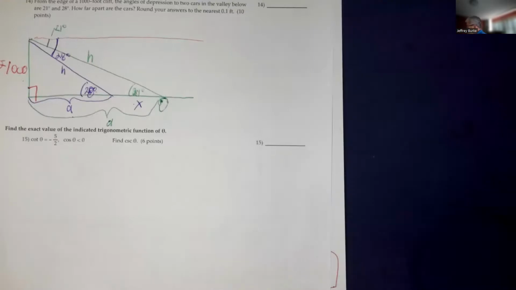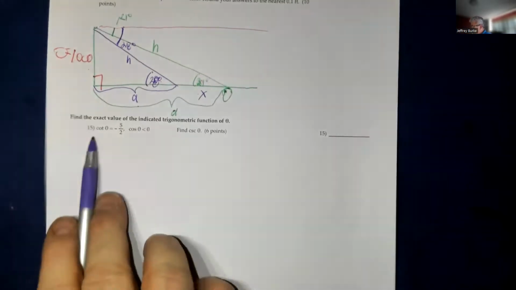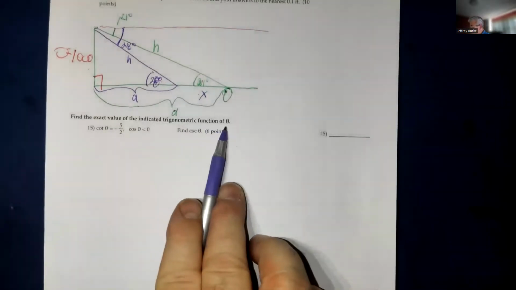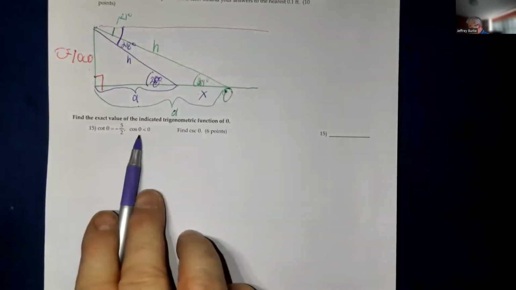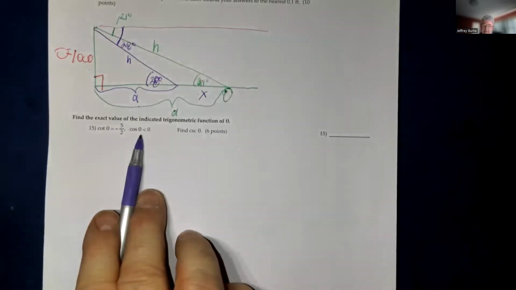Okay. Last question, and this is a much shorter one. Hopefully everyone should be familiar with this. We've done a number of these in class. It says, find the exact value of the indicated trigonometric function of theta, where the cotangent of theta equals -5/2, and the cosine of theta is less than 0.